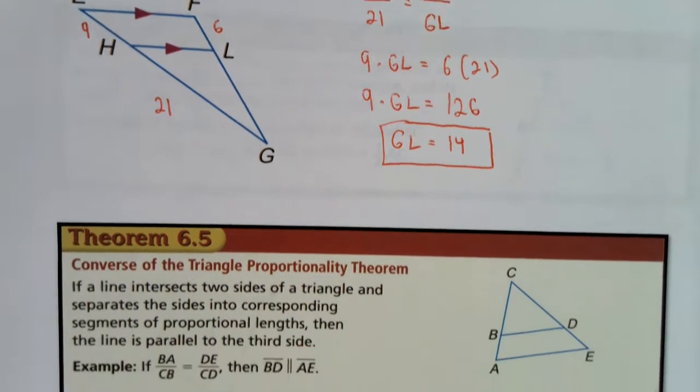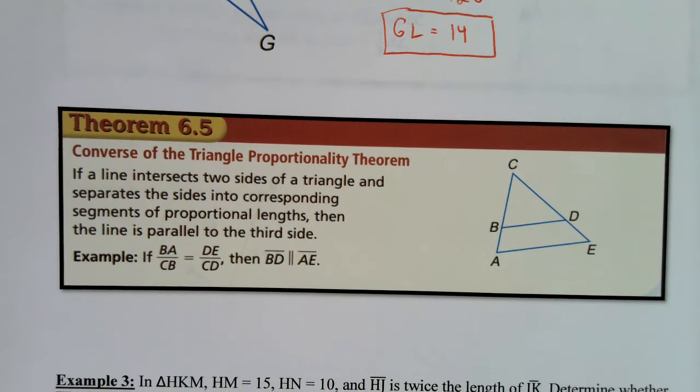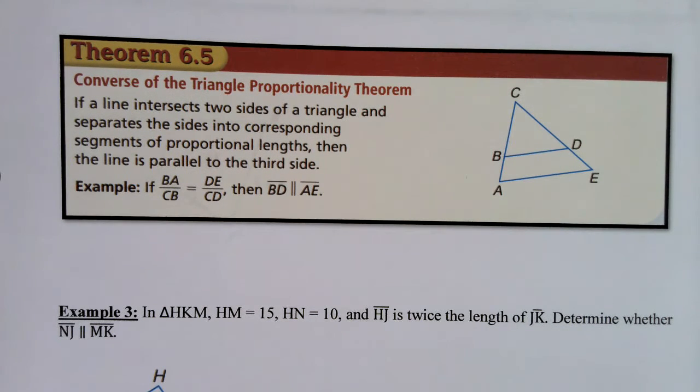Now, the converse of the triangle proportionality theorem is true. So if a line intersects two sides of a triangle and separates the sides into corresponding segments of proportional lengths, then the line is parallel to the third side. So this is the converse of the theorem from the first page. It is true. So we'll do a problem on that in 1 second.